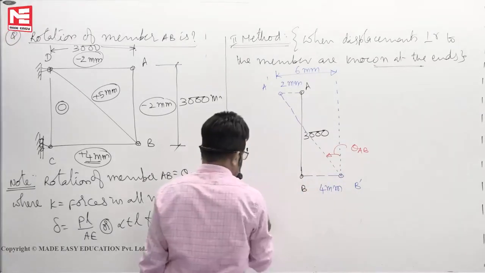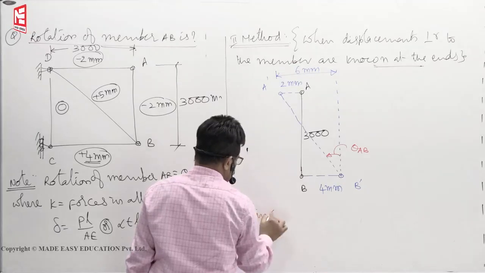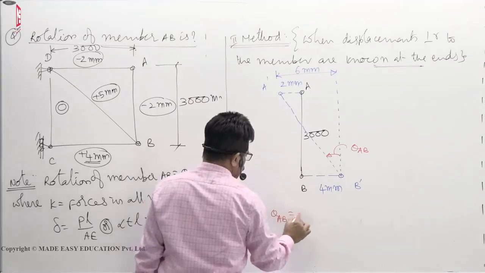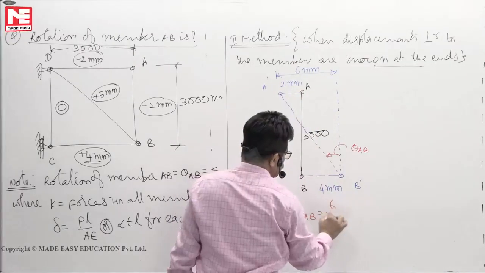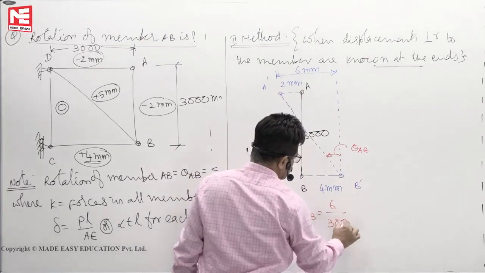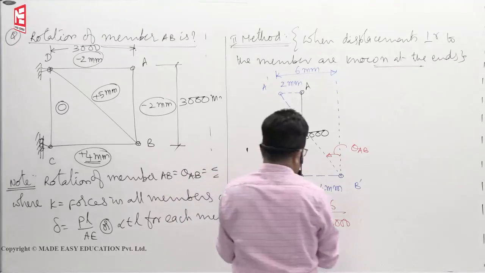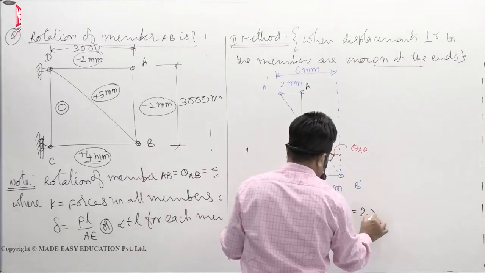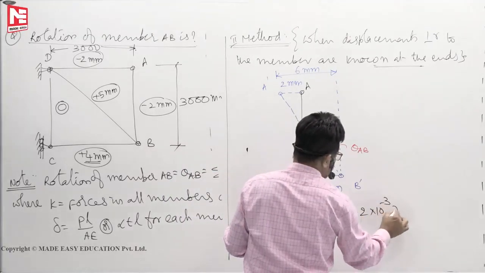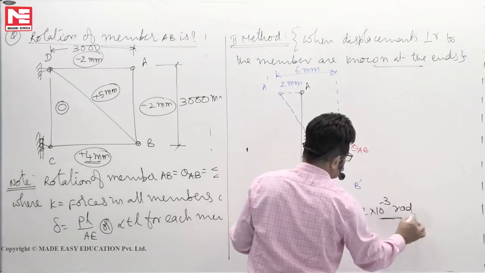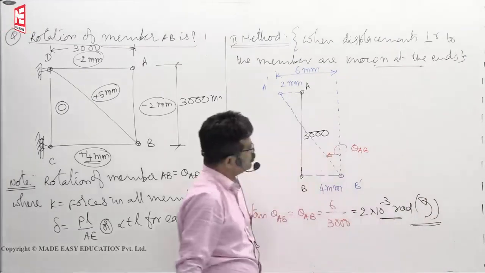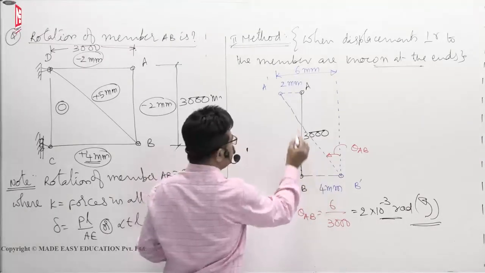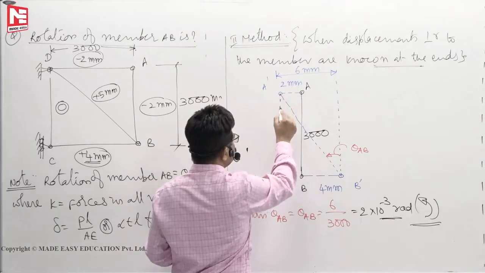How much is that? tan theta AB is approximately equal to theta AB. Opposite side is 6, by length is 3000. So you will get 2 into 10 to the power of minus 3 radian, anti-clockwise. Like that. Supposing that you don't get this, and here you want to find it, then also no issue.